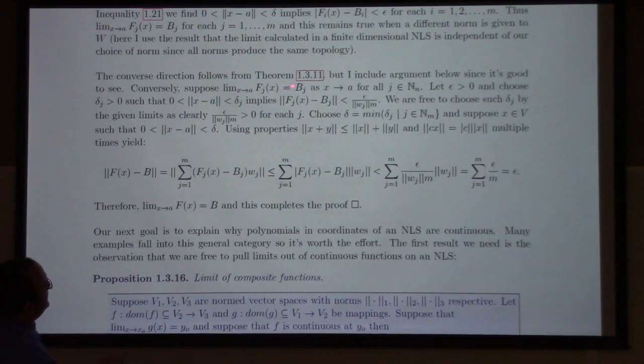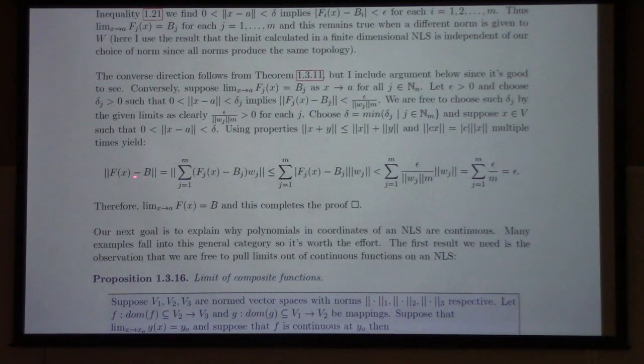Suppose that you are given that each component function limits to b sub j. Choose epsilon greater than 0 such that if you're within delta sub j units, we get that the absolute value of f sub j minus b sub j is less than epsilon over m. I don't really need a norm here, since these are real numbers, so that's not necessary. This is for reasons that will become clear. M is the dimension of W.